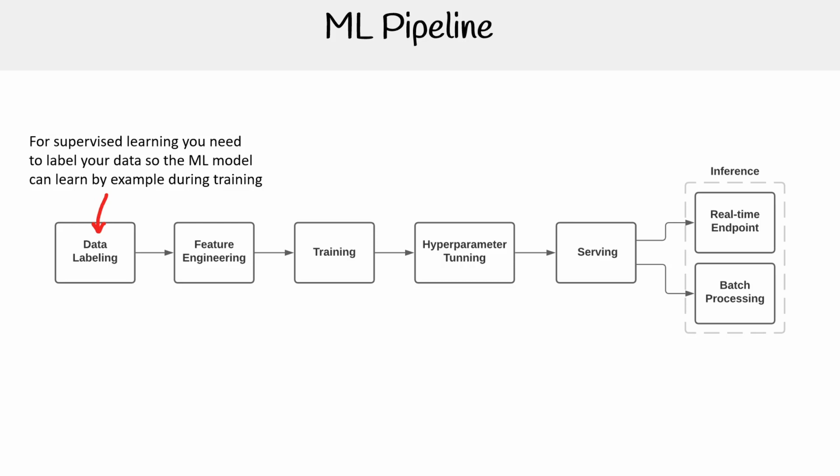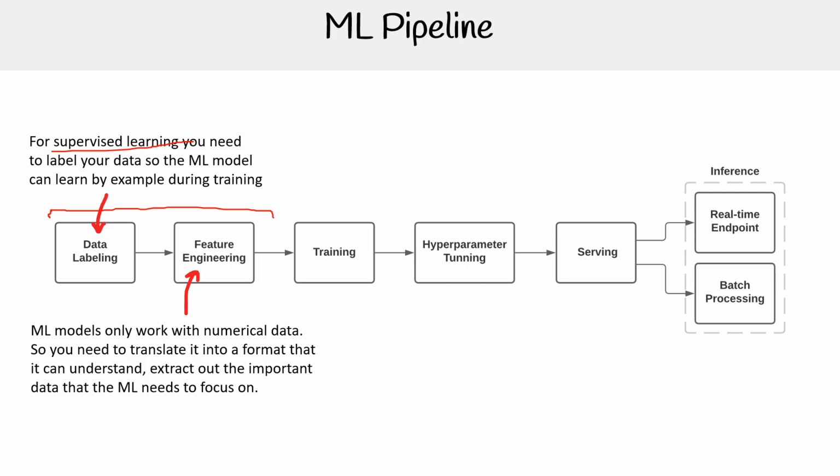This is very important when you're doing supervised learning because you need to label your data so that the ML model can learn by example during training. This stage and the feature engineering stage are considered pre-processing because we are preparing our data to be trained for the model. When we move on to feature engineering, the idea here is that ML models can only work with numerical data, so you'll need to translate it into a format that it can understand. So extract out the important data that the ML model needs to focus on.